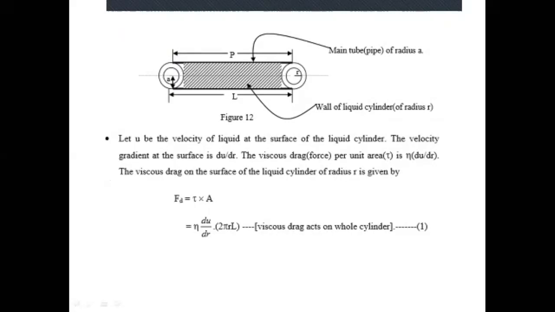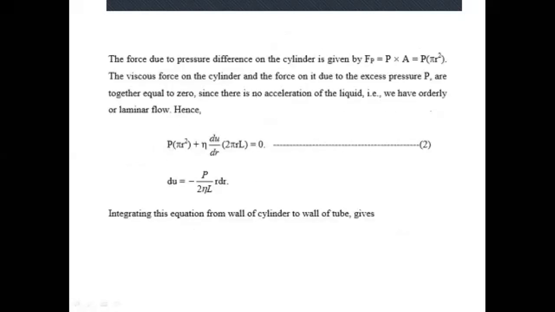We're able to see that viscous drag will be given by, according to Newton's law of viscosity, force per unit area. So if you make force the subject, the viscous drag will be given by tau multiplied by area. And tau, according to the dimensional analysis, is given by this formula here. Then the surface area where the liquid is flowing will be 2πr multiplied by the length. So that's our equation number one.